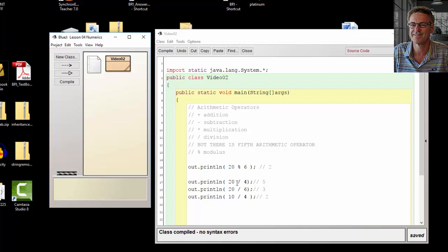But with division, it can be very, very tricky, and the inexperienced programmer who's very good in math will be surprised if they don't practice this a little bit.